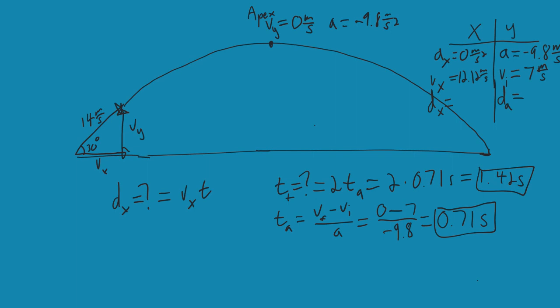And now we can plug it back into our original equation for distance on the left side here. So it's going to be distance in the x is equal to our velocity of 12.12 times our time in the air of 1.42 seconds. Gives us 17.2 meters. Actually, I'm going to draw that down below. Distance in the x is equal to 17.2 meters. And that's our final answer.